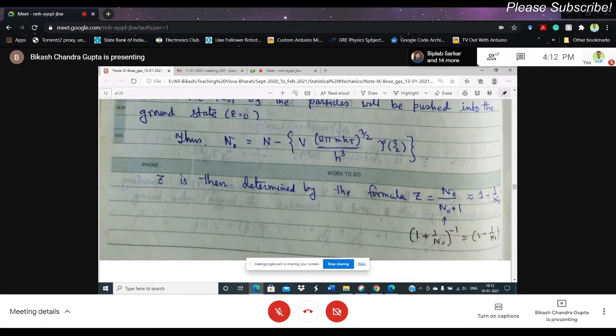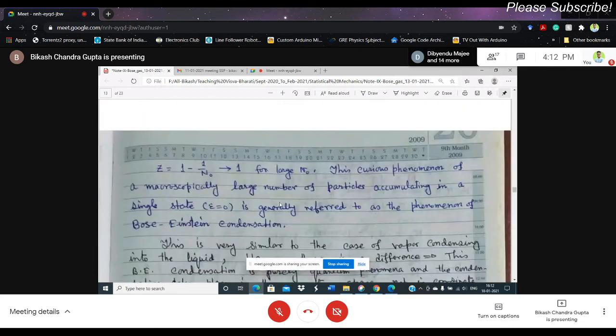You can write this as an inverse and then expand it: 1 minus 1 by N0. Now, as N0 tends to large, z tends to 1, right? So when z tends to 1, your N0 is pretty large, or vice versa.